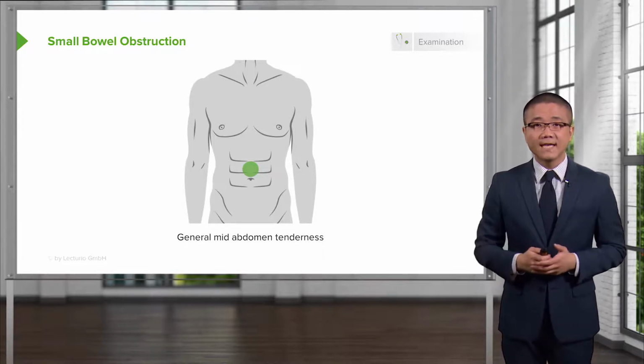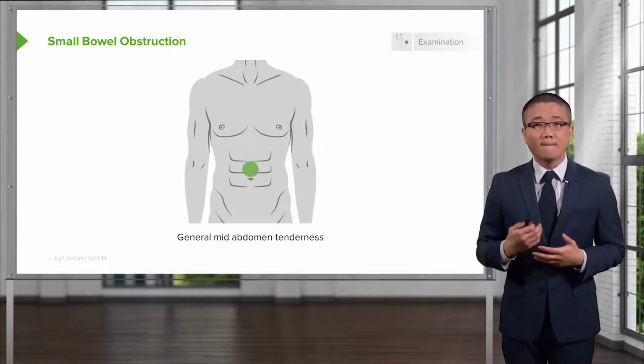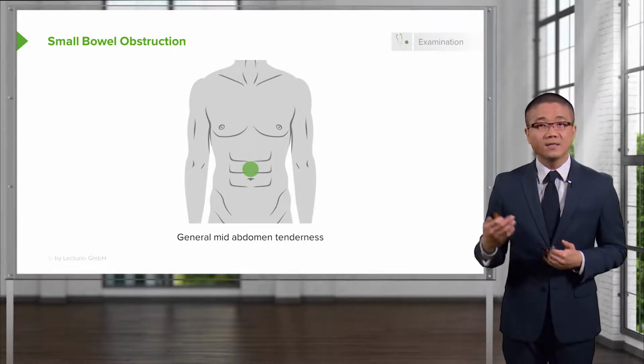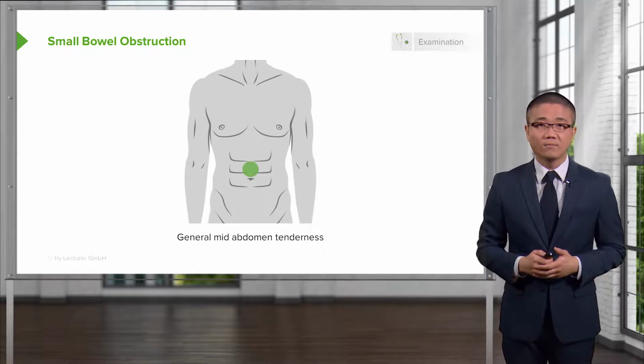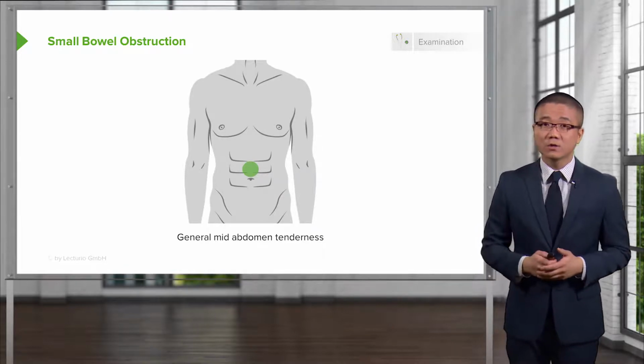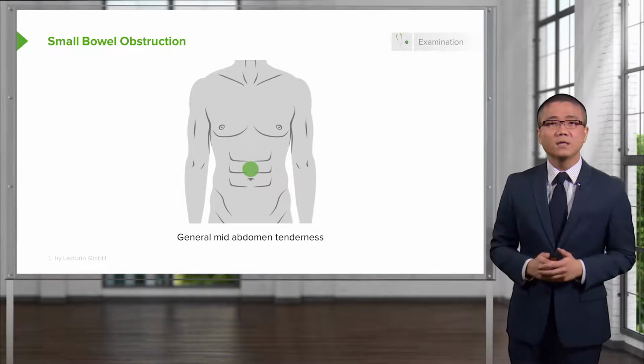You'll notice that most patients with small bowel obstruction will present with general, mild abdominal pain that's described as crampy in nature. Clearly, this can worsen during the patient's hospital course, which may be an indication for surgery.